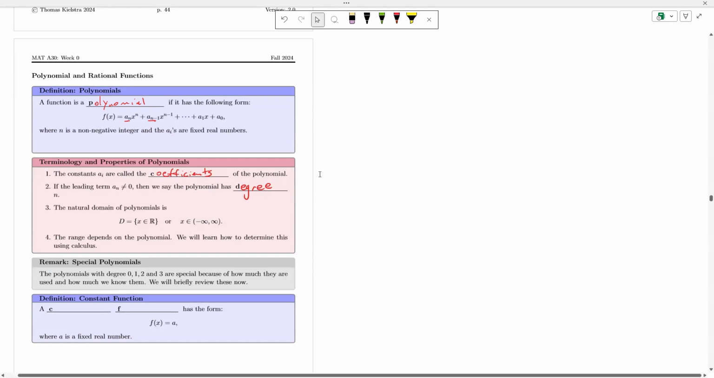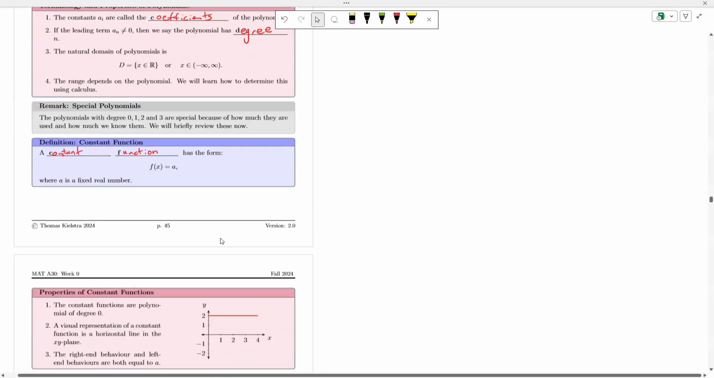Now, while there are lots of polynomials, there are some special polynomials. And these special polynomials are the polynomials of low degree. What makes them special is we know a lot about them, and we can do a lot with them. We will review these now. The first is the constant function. A constant function has the form f of x equals a, where a is a fixed number.